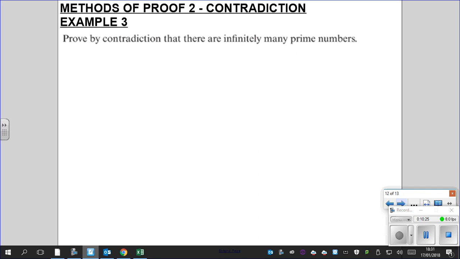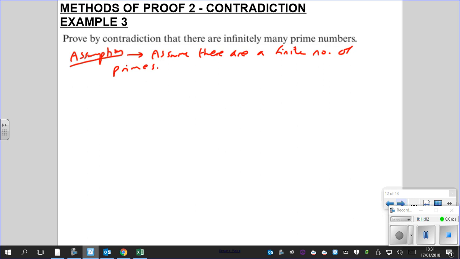So this one, prove by contradiction that there are infinitely many prime numbers. And you probably know that there are an infinite number of prime numbers, but how do you prove that? Well, again, our assumption, we assume the opposite. So assume there are a finite number of primes.